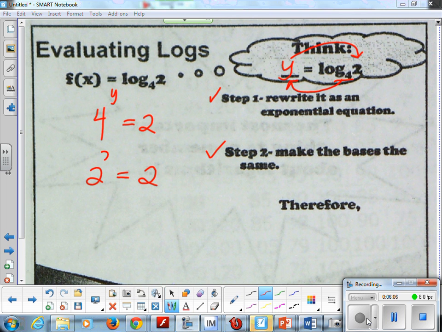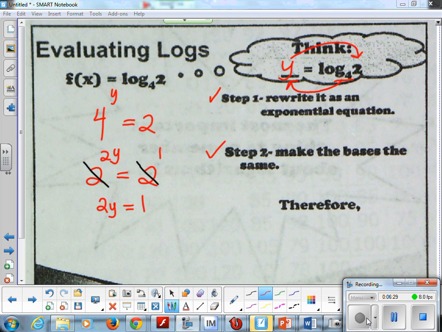2 squared gives you 4. And you're left with the y up here on the top. You can't drop it. And what is the exponent of the second 2? 1. Good. So it's actually 2 to the power of 1. Are your bases the same? Yes. So those drop down, and you're left with 2y is equal to 1.